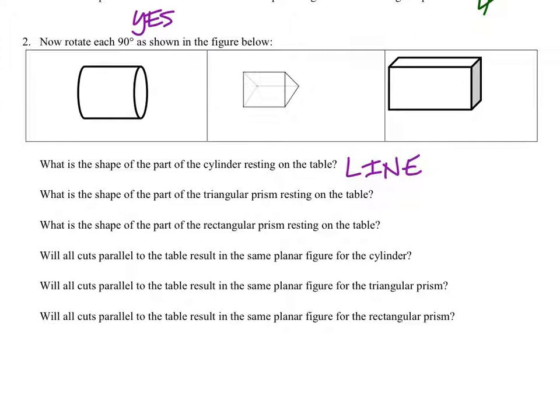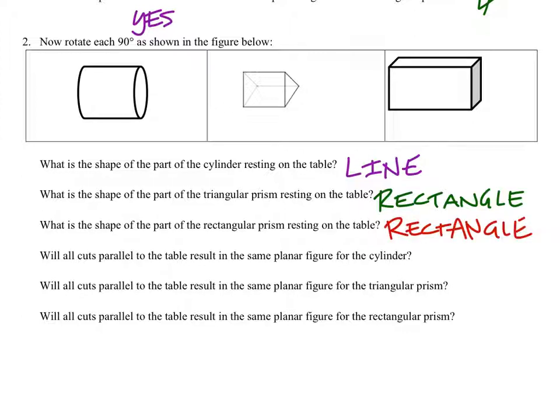What is the shape of the part of the triangular prism resting on the table? Right now, it is a rectangle. What is the shape of the part of the rectangular prism resting on the table? A rectangle. Will all cuts parallel to the table result in the same planar figure for the cylinder? Yeah, there'll be rectangles, just they'll be different sizes.